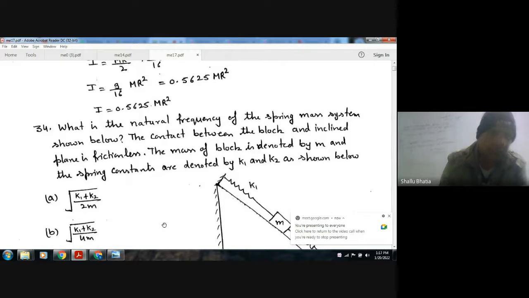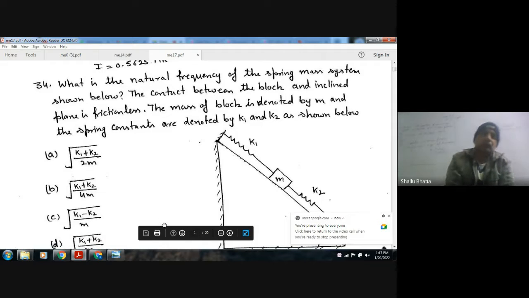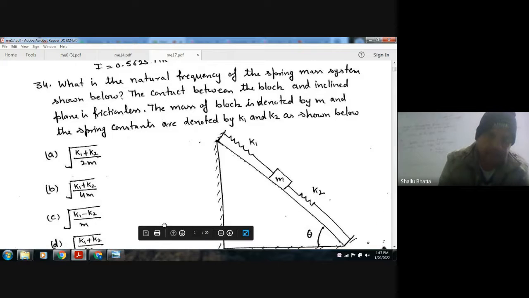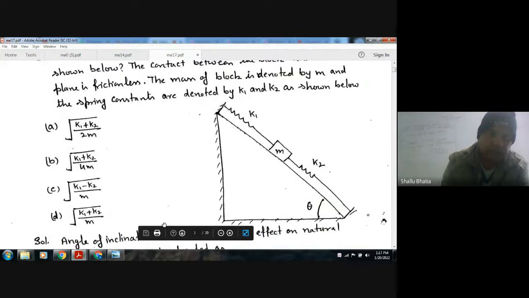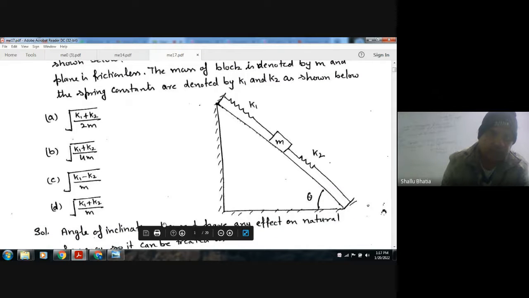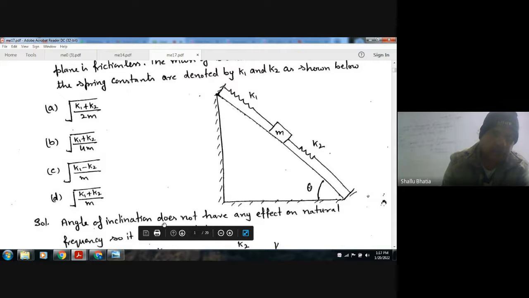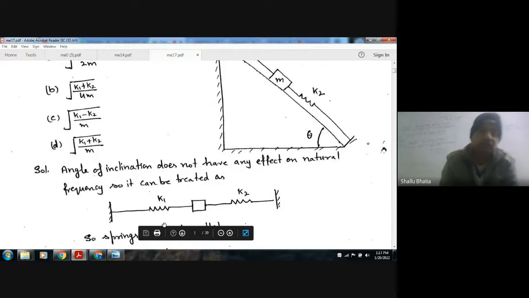Question number 34: what is the natural frequency of the spring mass system shown below? The contact between the block and the inclined plane is frictionless. The mass of the block is denoted by m and the spring constants are denoted by k1 and k2 as shown below. Option A: root of (k1 plus k2) divided by 2m. B: root of (k1 plus k2) divided by 4m. C: root of (k1 minus k2) by m. D: root of (k1 plus k2) divided by m.